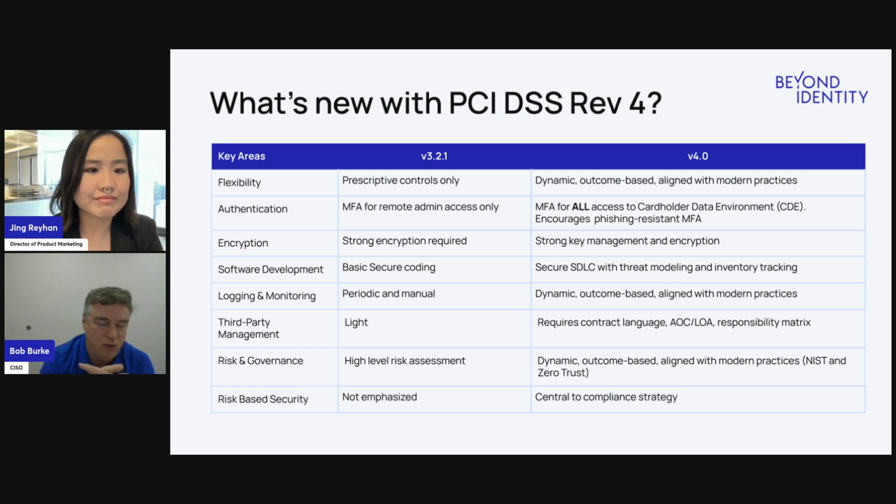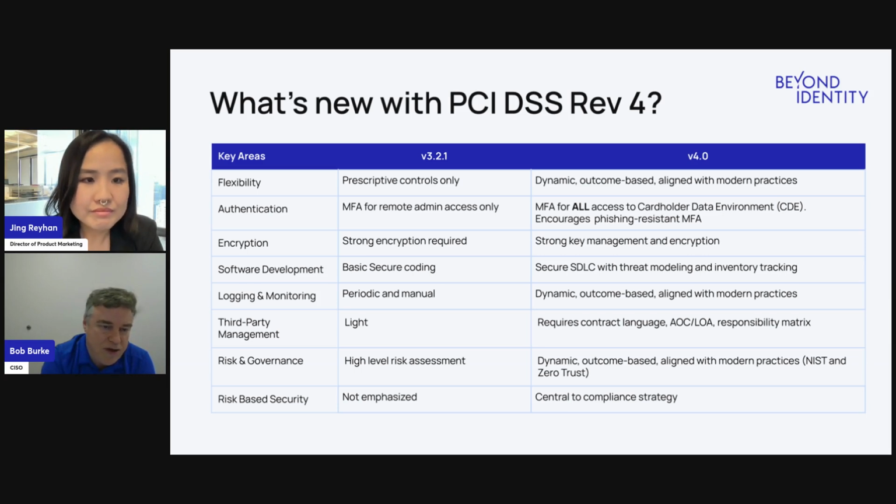The flexibility model, which is they're allowing the vendors, or the customers now, to define what their outcomes are, strategic outcomes or security outcomes, and use different types of controls to achieve those outcomes, and it's less prescriptive. That's a really important part of the standard.